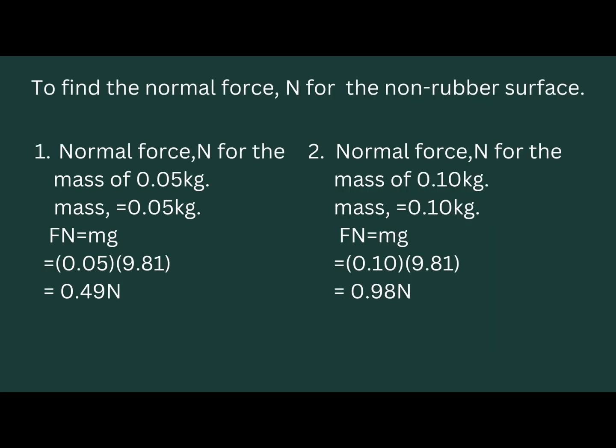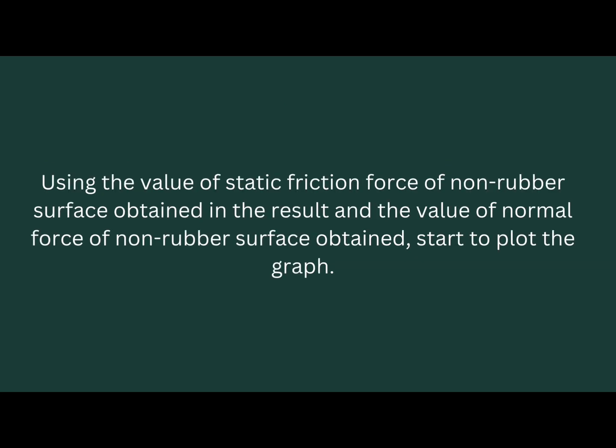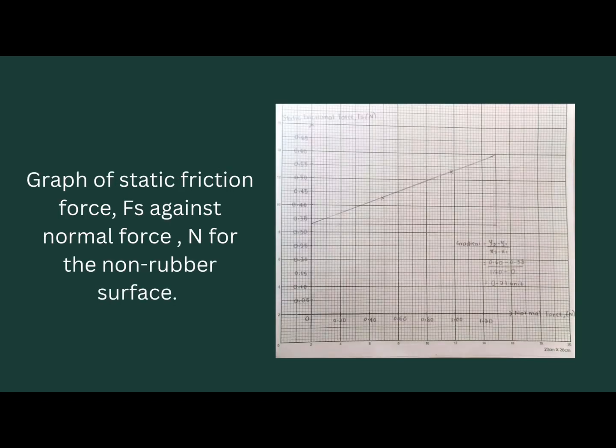Next, to find the normal force for the non-rubber surface, using the value of static friction force of the non-rubber surface obtained in the result and the value of normal force of the non-rubber surface obtained, start to plot the graph. And this is the graph of static friction force against normal force for the non-rubber surface.